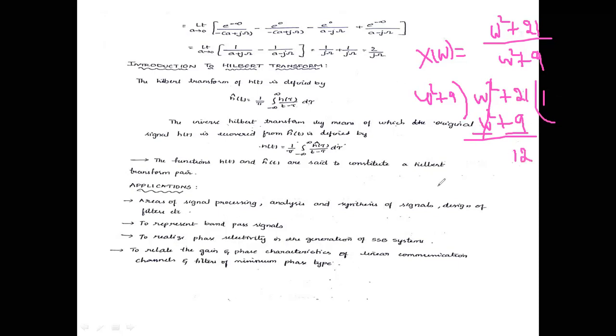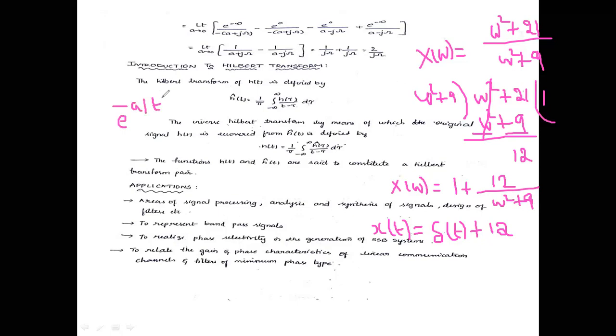Okay, my dear student. Now X of omega becomes 1 plus 12 by (omega square plus 9). Otherwise, you can see omega square plus 9 plus 12 is the numerator omega square plus 21. Now we can apply the inverse Fourier transformation. X of t is the inverse Fourier transformation of 1, which is delta of t, plus 12 is a constant times the inverse transform of 1 by (a square plus omega square), here a square is 9, which is e power minus a magnitude of t.